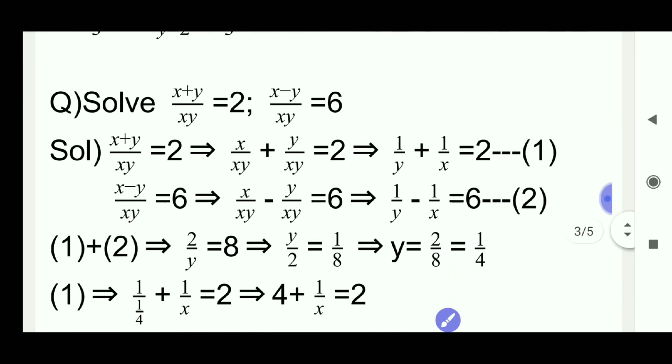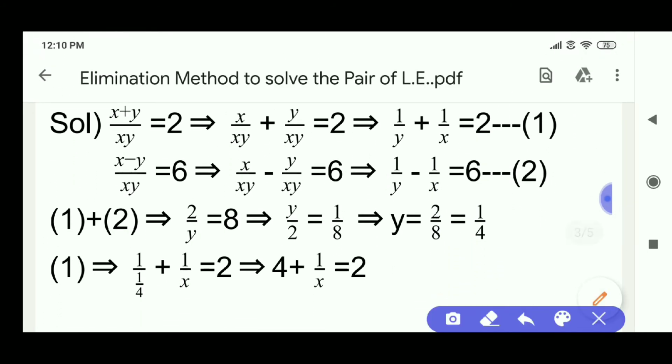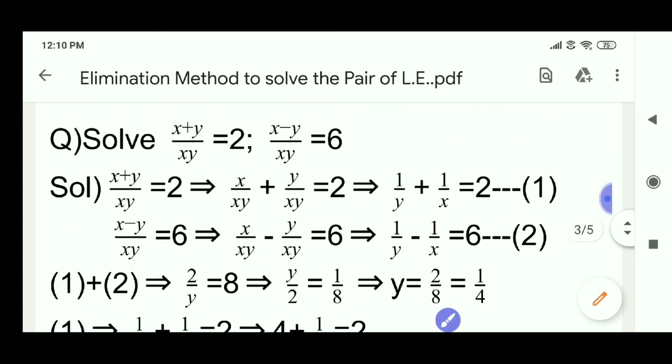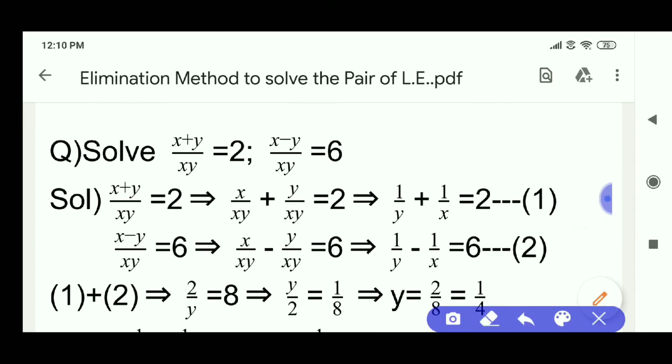Let us solve one more question. The question is solve (x plus y) whole by xy is equal to 2, (x minus y) whole by xy is equal to 6. Here whole by xy is there, so send it to each term.